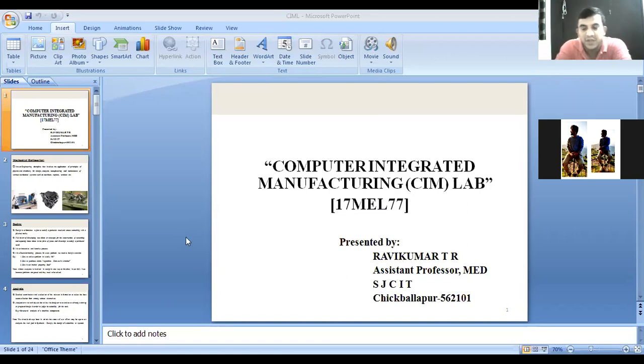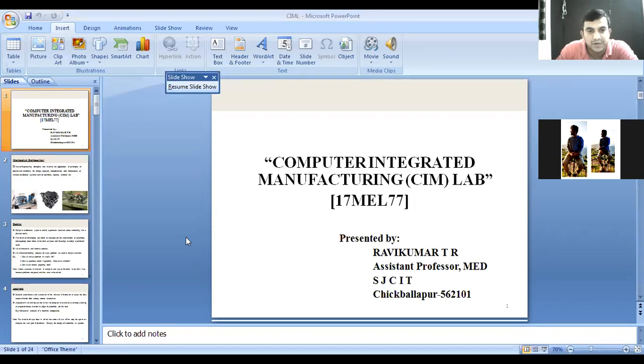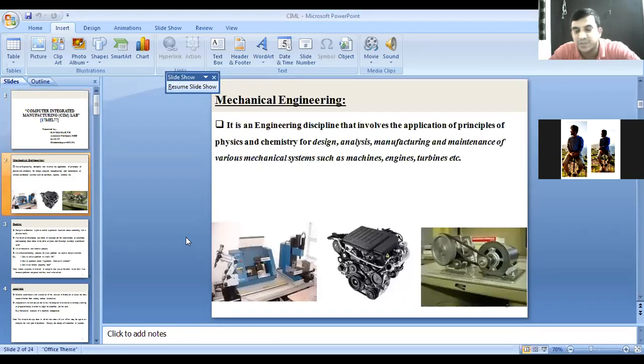Right? Now this is a CIM lab. Earlier we called it the CIM and automation lab. Now we call it the CIM lab. Is the PPT visible? Yes, sir. The second slide is mechanical engineering, right? Yes, sir. Okay, thank you.